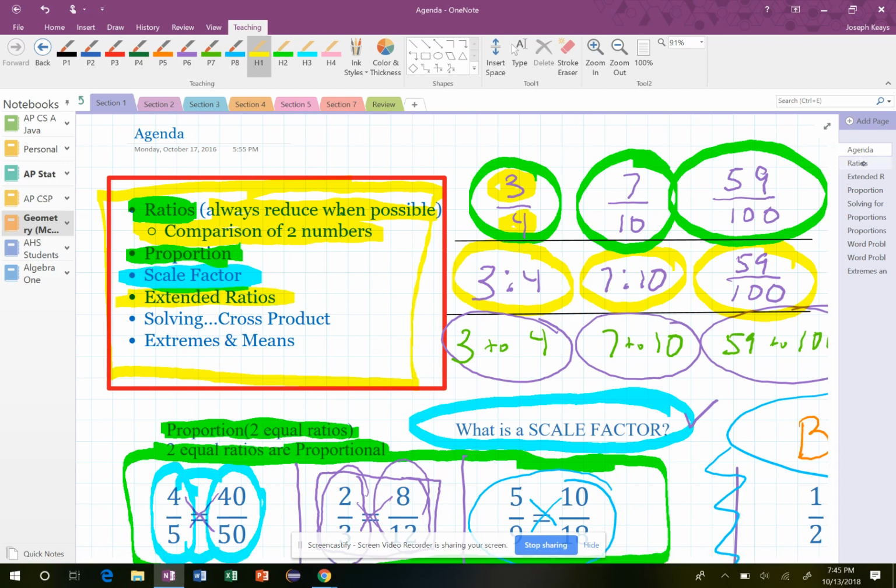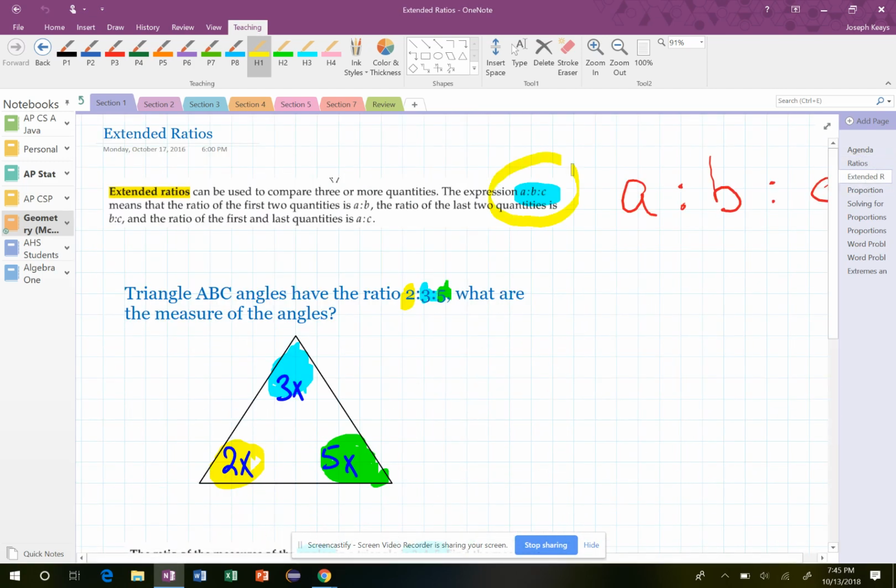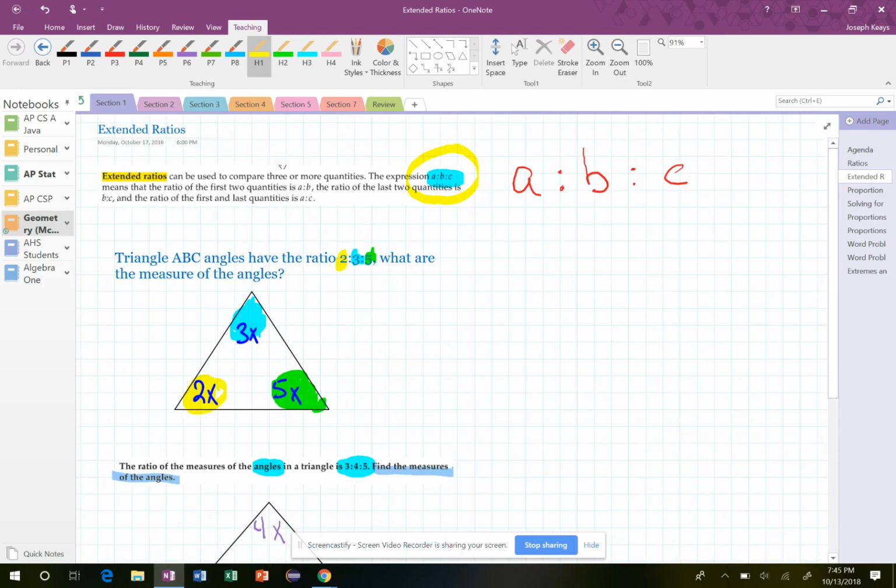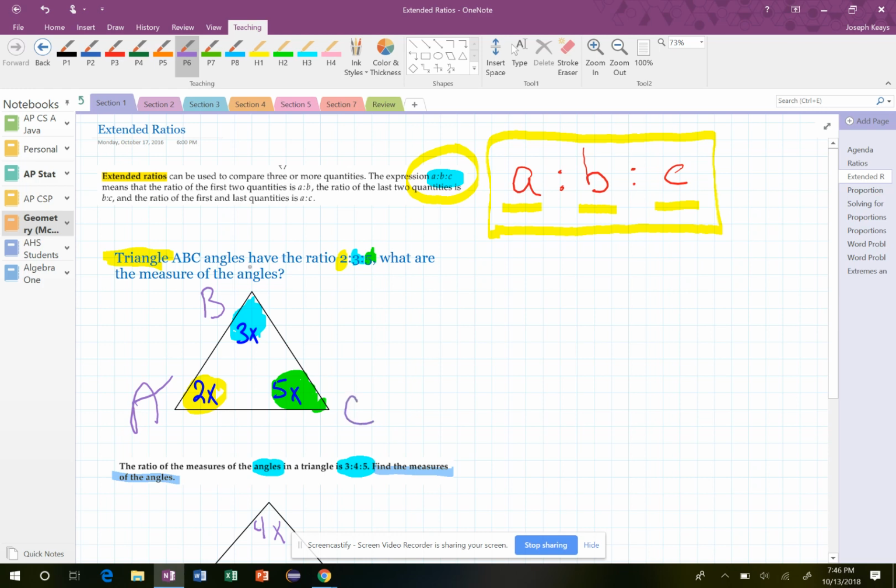Okay, let's talk about another thing in here called extended ratios. So extended ratios look like that right there. So basically, it's extended, meaning we have one number compared to another compared to another. So sometimes it comes in groups of threes or fours or even fives. So when we think about triangles, we have three sides, three angles. So notice this problem says here, triangle ABC. Triangle A, B, C have the ratio 2 to 3 to 5.